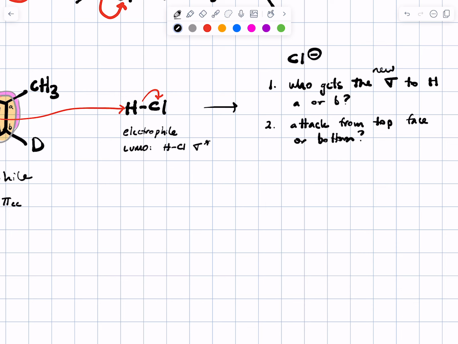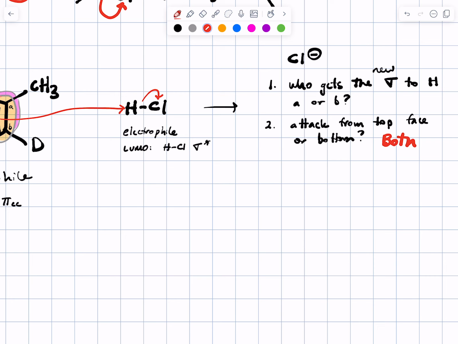Just like in the SN1 reaction where we had to think about the nucleophile attacking the empty p orbital from above or below, with alkenes we're going to have to consider attack from the top face or the bottom face. So yeah, the answer to that is we have to consider both. We're going to see both products, attack from the top face or the bottom face.